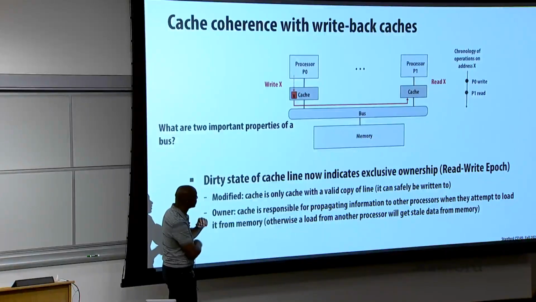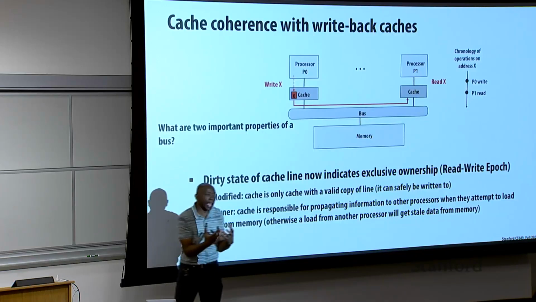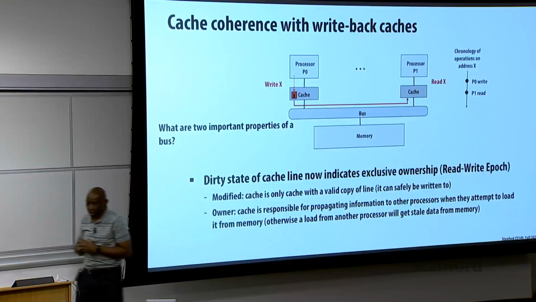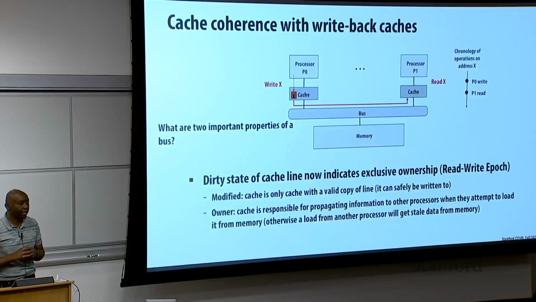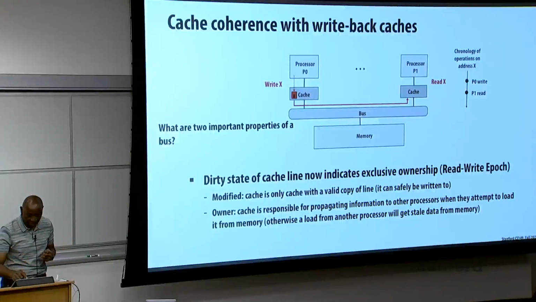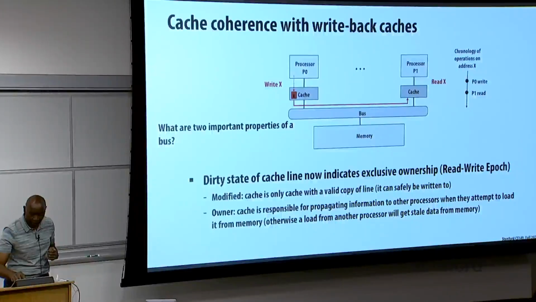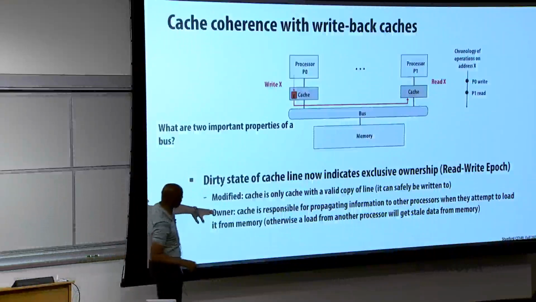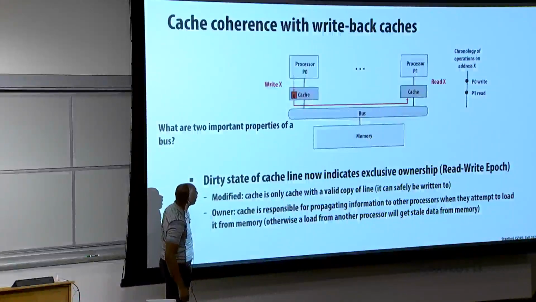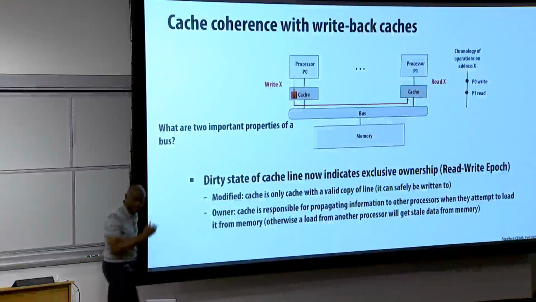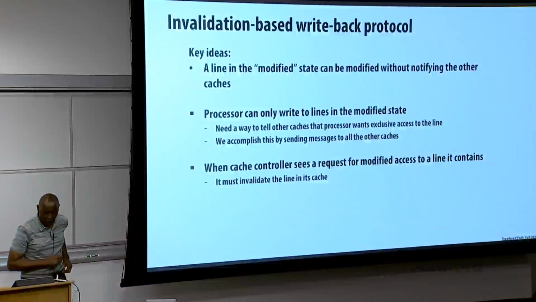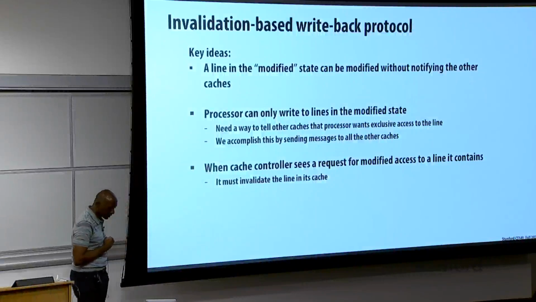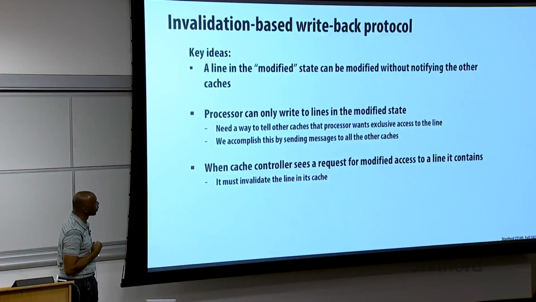And so the idea is that only one processor should be in the modified state at any point in time. And then the second question is, okay, so I have got this data in my cache, and some other processor wants to read that cache line. So the question then is, who should provide the data to that processor? And it should be the owner of the cache line, which is typically also the processor that has the cache line in modified state.